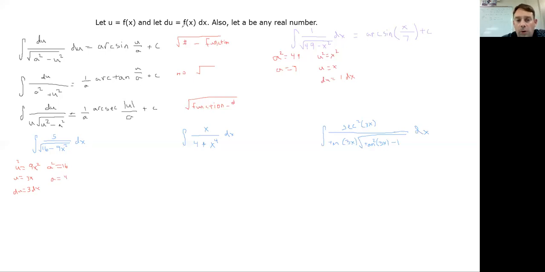So when I'm looking at this problem here, I notice that I have this 5 in the numerator. I don't need a 5 there, so I'm going to pull it out. And I have 16 minus 9x squared. Now we get to the part where I have to compare my differentials. So my differential is just 1 dx. Well, I have 3 dx here, so I got to balance it by taking that 3 to the other side.